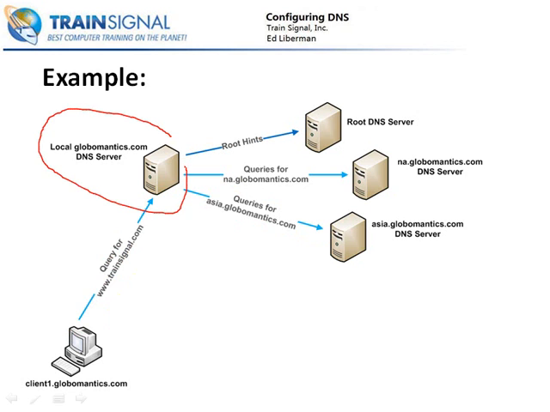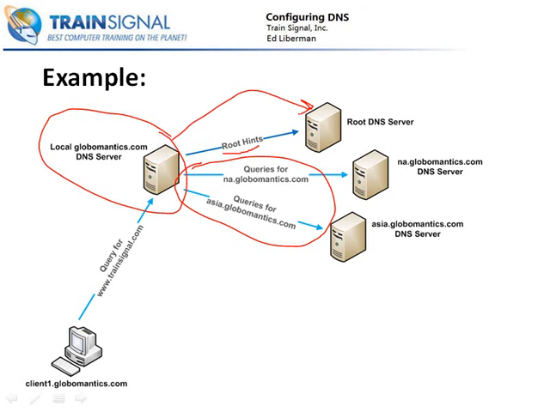This DNS server is not authoritative for trainsignal.com. There are no specific forwarders set up for the trainsignal.com domain. So what we're left with is, let's try our root hints, go out to the root DNS server.